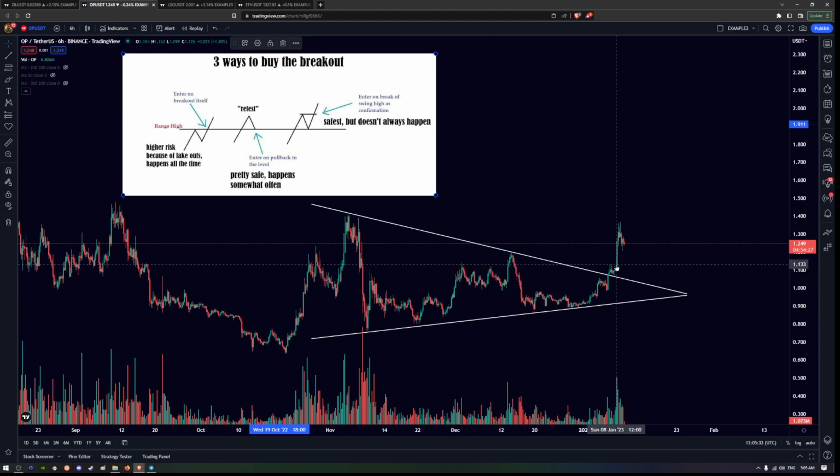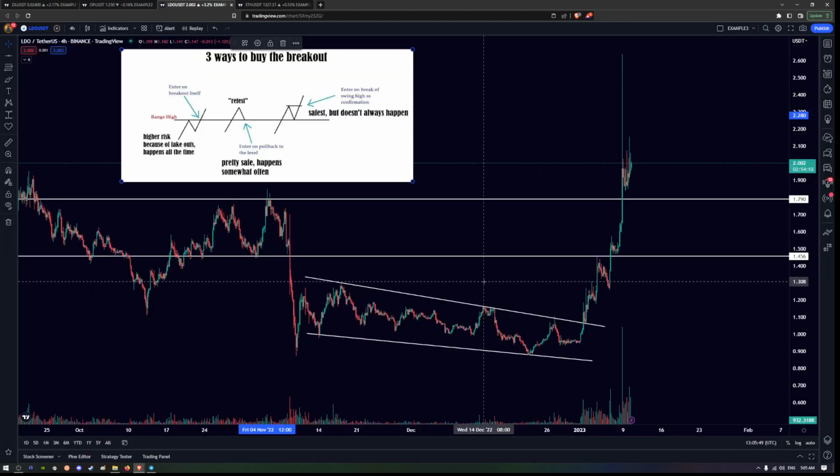That's when the price starts to break above the initial breakout peak. Okay, so this is the swing high of the breakout. This is the retest, and this is the break of the swing high in this area. Okay, we'll go over to LDO. Same idea here, right? So we had a falling wedge.